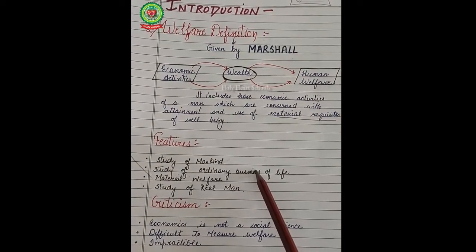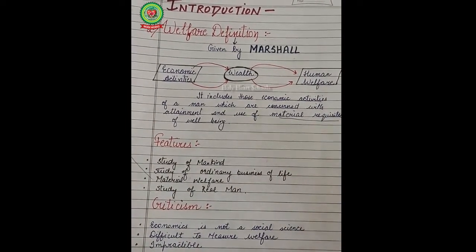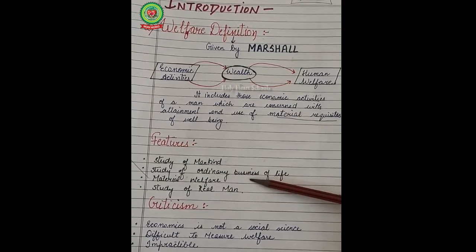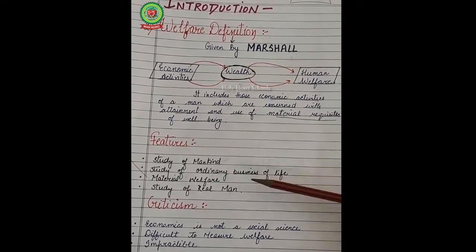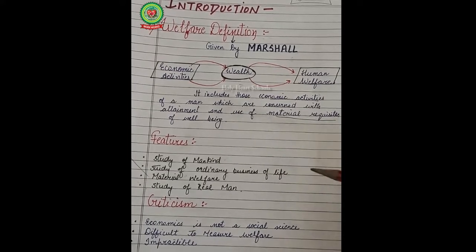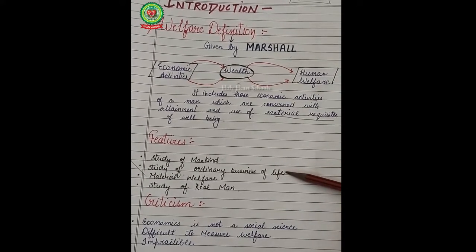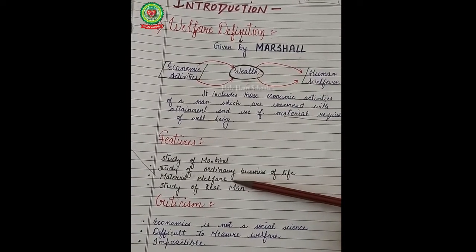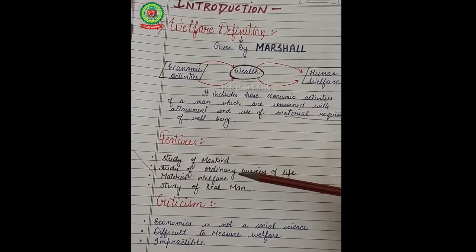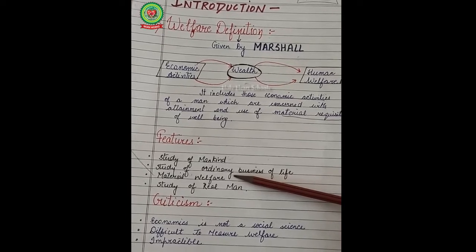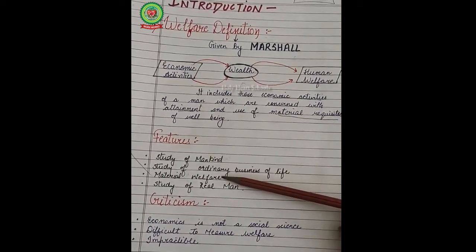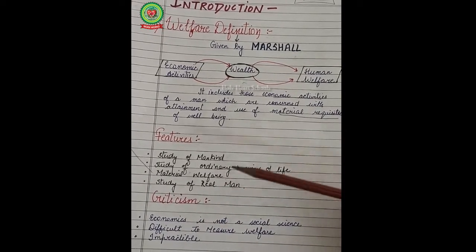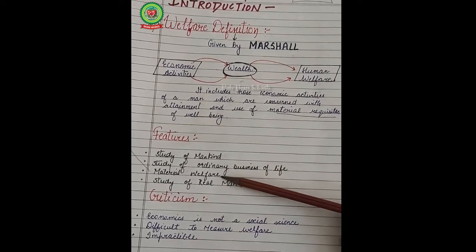Next one is the study of the ordinary business of life. The ordinary business of life means the activities that are concerned with getting wealth. Clear? Those activities that a man performs to get money or wealth are the study of the ordinary business of life. Next one is material welfare. Material welfare includes the material goods that we studied before, which we can touch, see, and measure in terms of money, like food, clothes, furniture. These are material welfare.